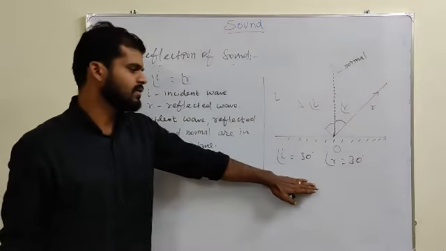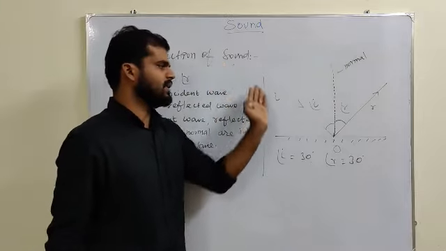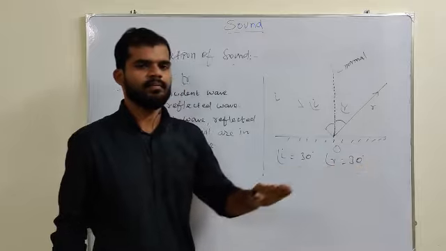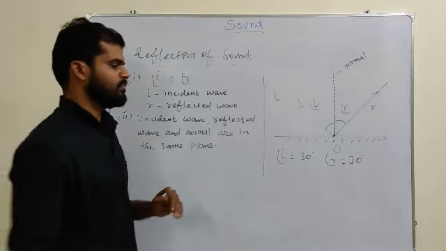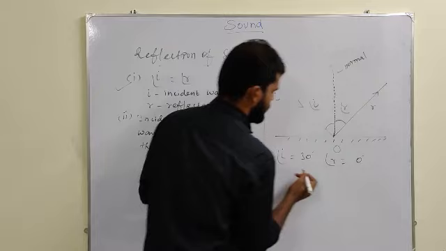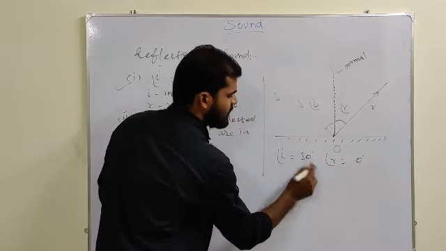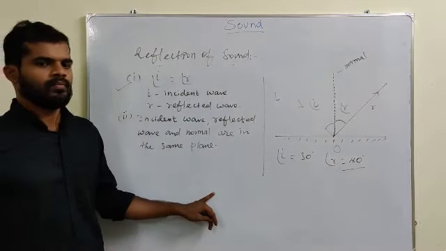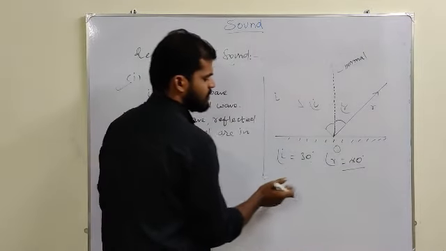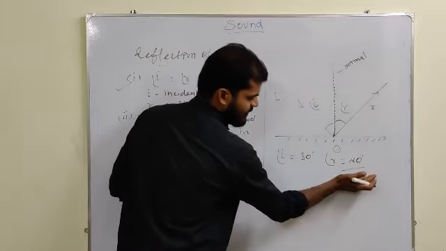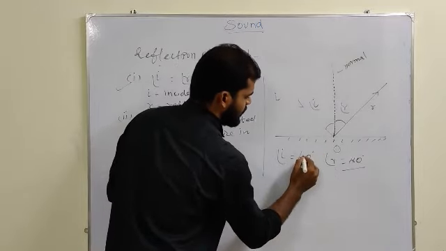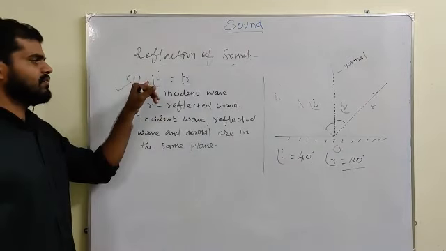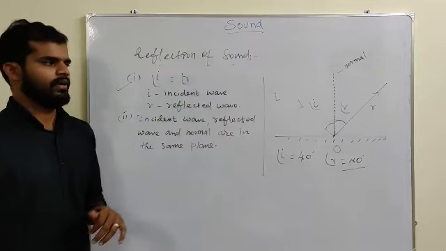So what is the use of this? When we get the reflected sound at the same angle, which means incident angle and reflected angle are the same, we can hear a clear sound. If the angle is changing, for example, incident wave is 30 degrees and reflected wave is 40 degrees, we are not able to get a clear sound. When we have an equal value, which means I is equal to 30, R is equal to 30, or I is equal to 40, R is equal to 40, we can hear a clear sound. That is the first law. So incident angle is equal to reflected angle.